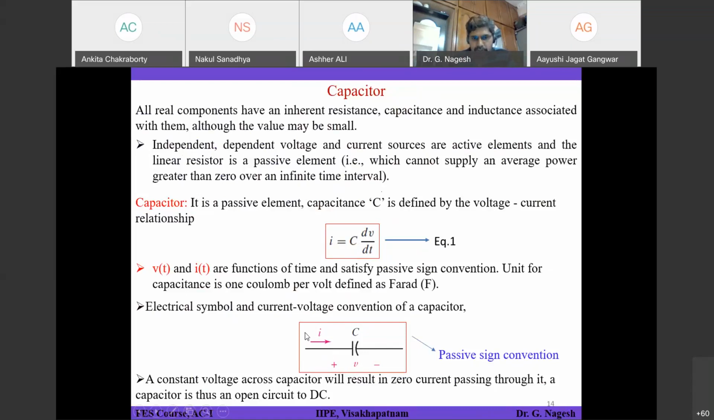If you represent all these things, that means current, voltage with polarity, current with direction, and a capacitance C, this is called the passive sign convention. For this passive sign convention, the voltage-current relationship is given by equation 1. That means the current flowing into the capacitor terminal is equal to the capacitance of the capacitor times the rate of change of voltage with respect to time, right?